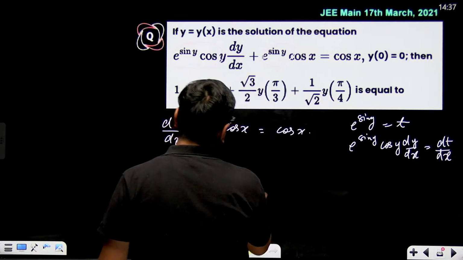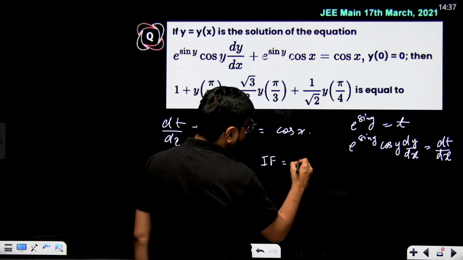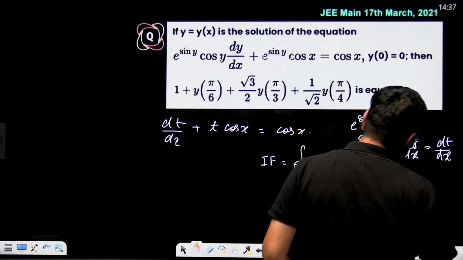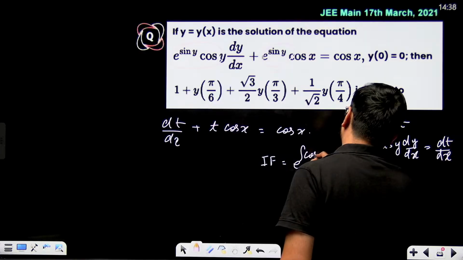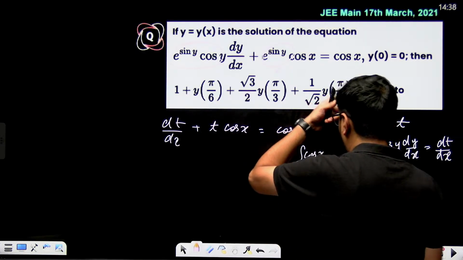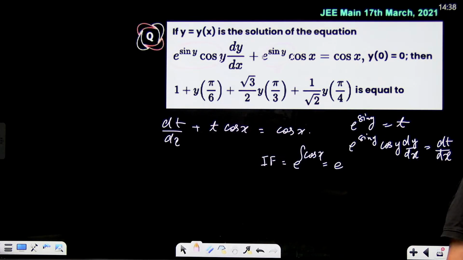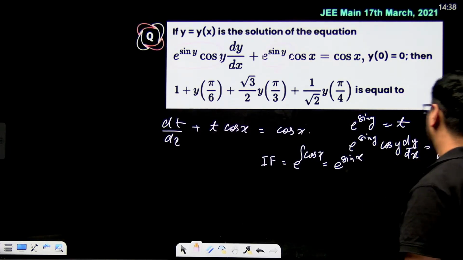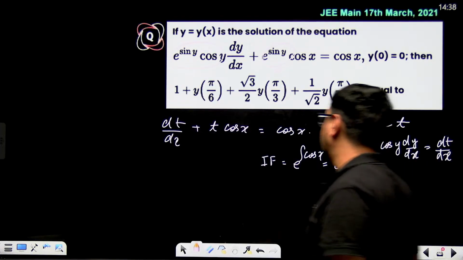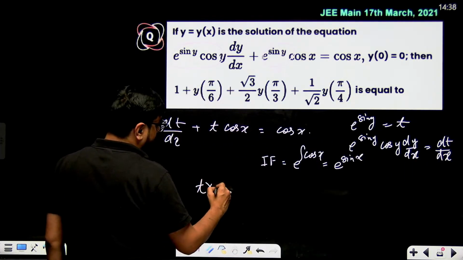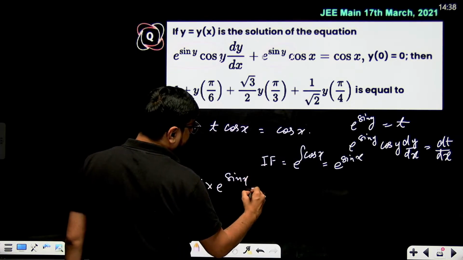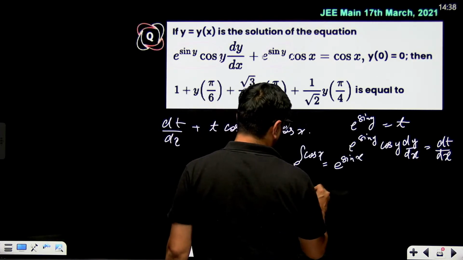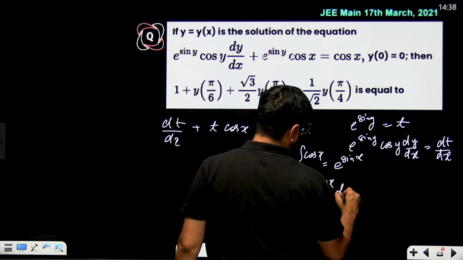You can find the integrating factor over here. Your integrating factor will become e to the power integral of cos x, so it will become e to the power sin x. This will be your integrating factor. And now t into integrating factor, t into e to the power sin x, equals integral of q, that means cos x, into the integrating factor, that means e to the power sin x dx, plus c.